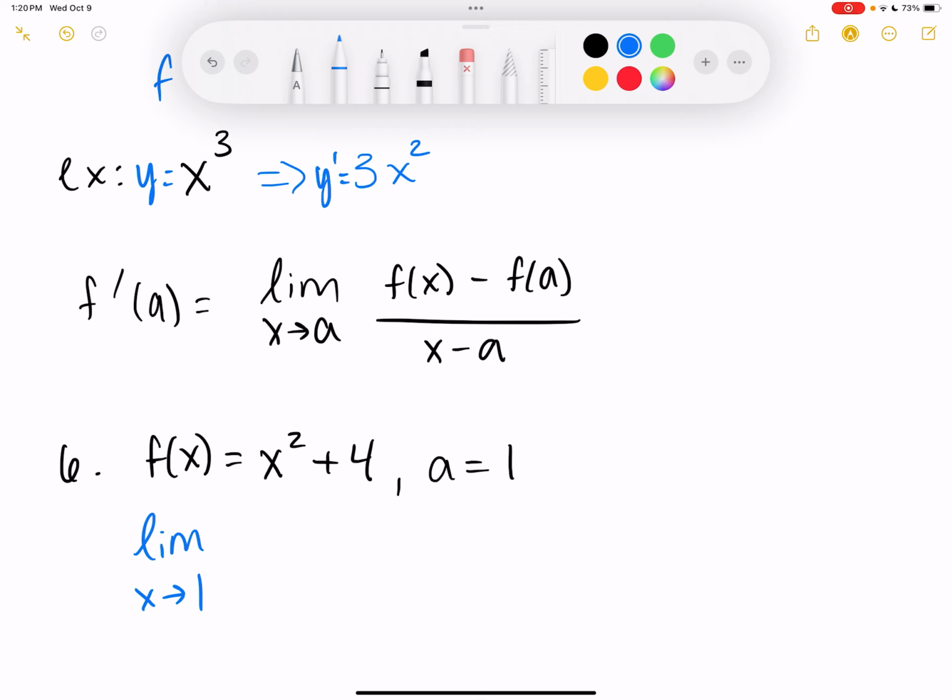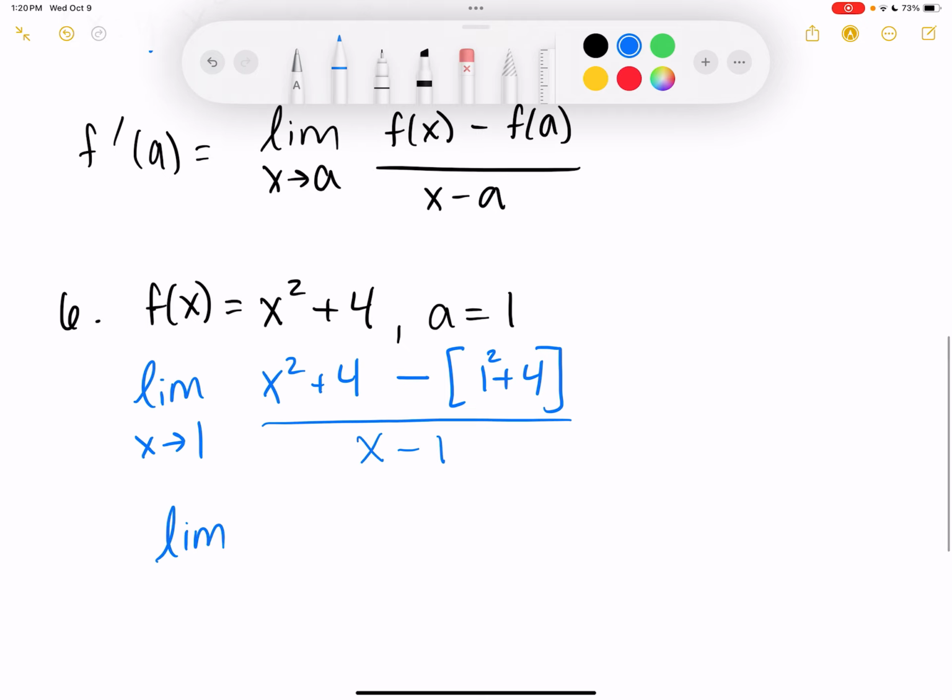All right, the limit as x approaches 1 of f of x. That means we just copy it down exactly as it's written. Nothing changes. So x squared plus 4 minus, now I would bracket this off. We plug in 1 for x because it's f of a. So when I plug in 1, I get 1 plus 4. All over x minus 1. What does that give me on top now? x squared minus 1 over x minus 1.